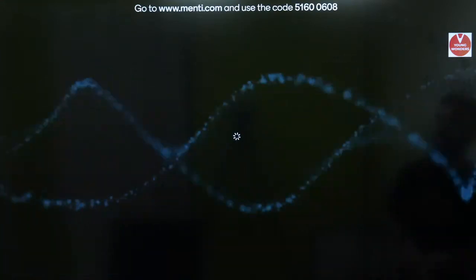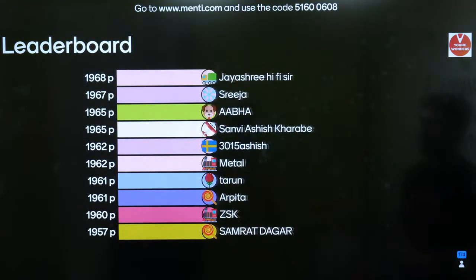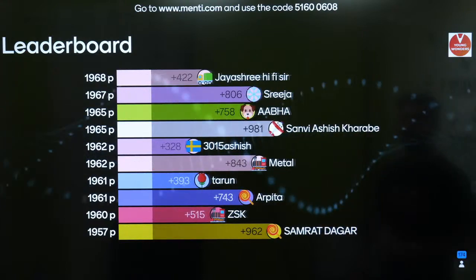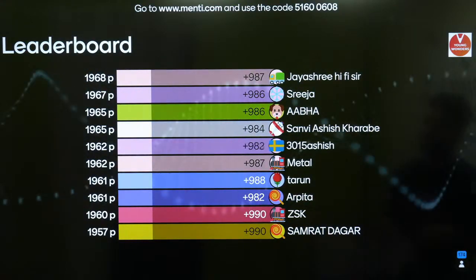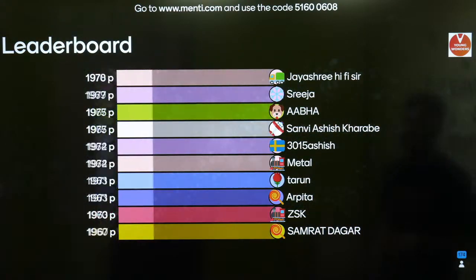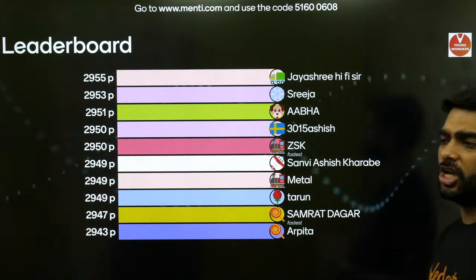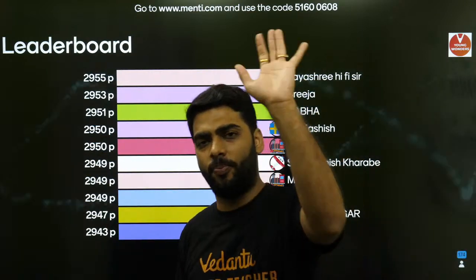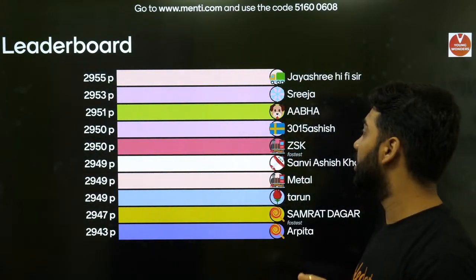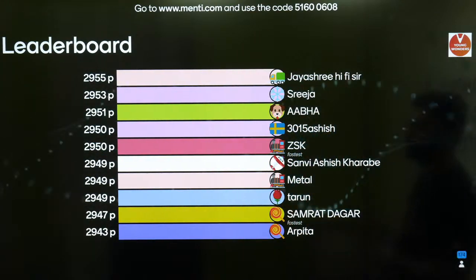The secret superstars of the leaderboard for this question are Jayashri with the high five, Shrija, Abha with Sanvi, Ashish, Metal, Tarun, Arpita, ZSK and Samrat Dagar. ZSK, Samrat, you both are the fastest. Jayashree, high five, fist five, you're pro. You're leading the leaderboard by 2 points.